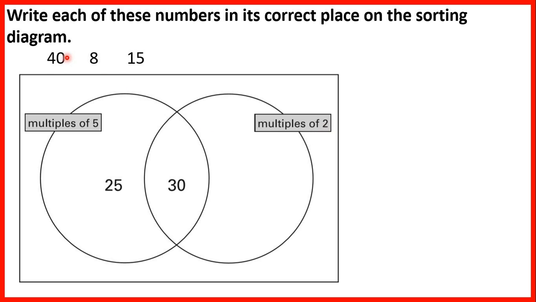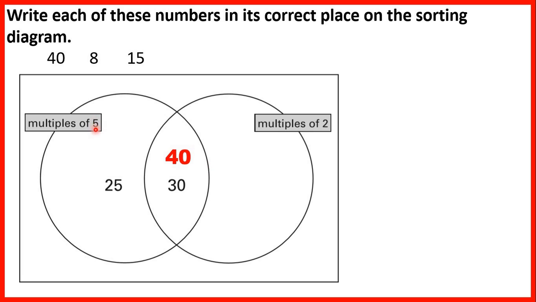So 40 is a multiple of 5 because it's in the 5 times table, but 40 is also a multiple of 2 because we know that all even numbers, all numbers that end in 0, 2, 4, 6 or 8 are multiples of 2. So 40 goes in the section in the middle.